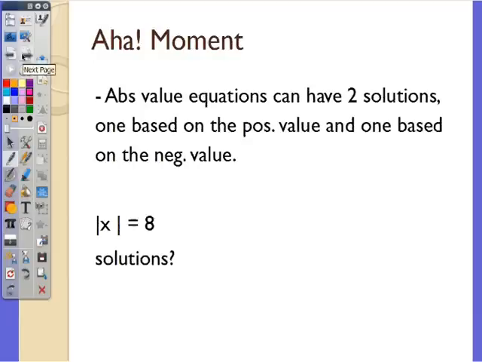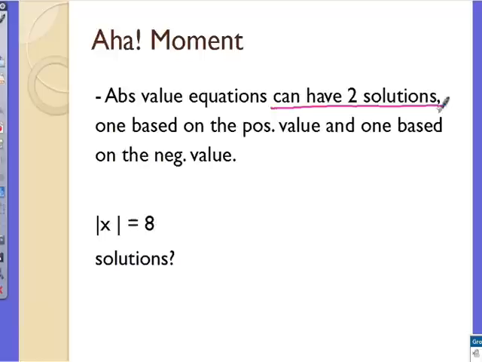So then what we realize, the big aha moment here, is that absolute value equations can have 2 solutions. This is the first time you have solved equations where legitimately there are 2 solutions. And one is based on the positive value for the absolute value, and one is based on the negative value. So a very, very basic absolute value equation, very similar to the one I had on the previous slide: if the absolute value of x equals 8, then x has to equal 8, or -8. Either one's okay.